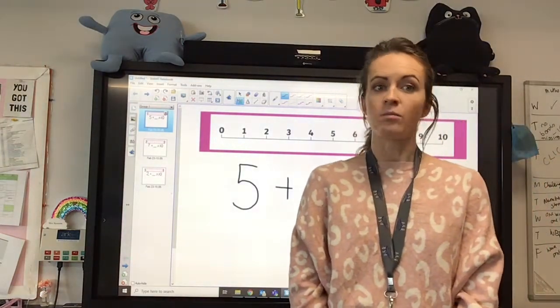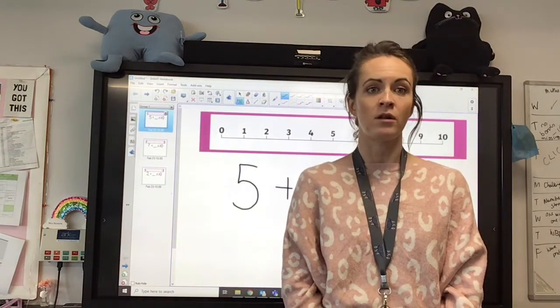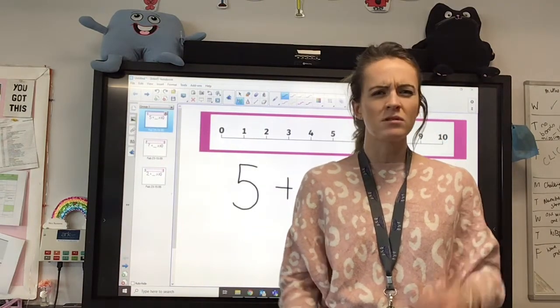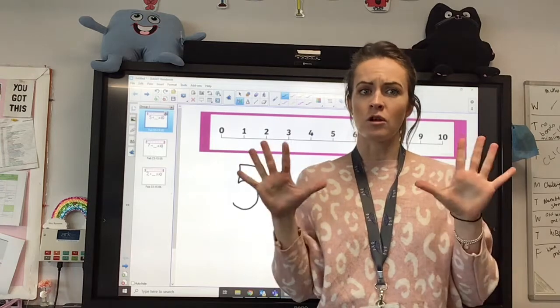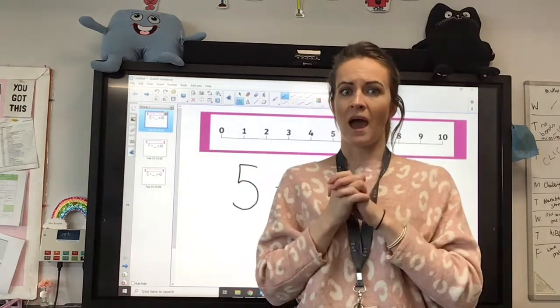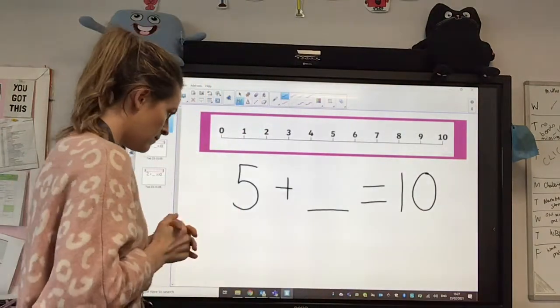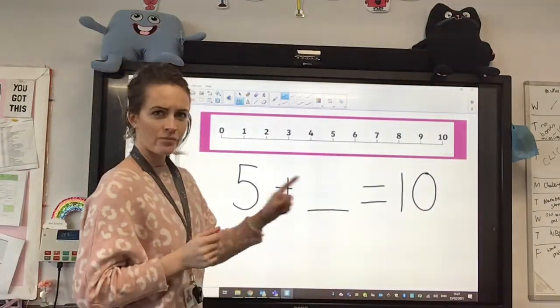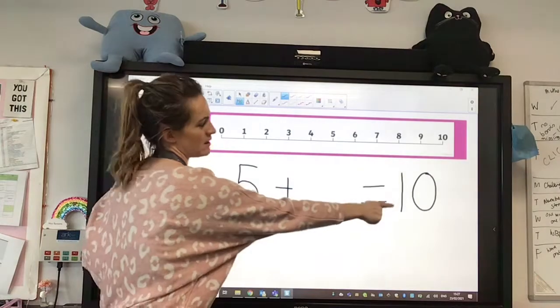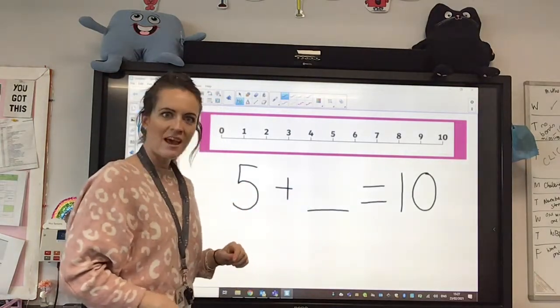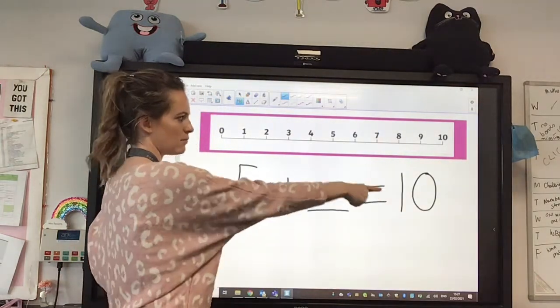We're also going to be looking at missing numbers over the next couple of weeks, and we're going to be really concentrating on those number bonds to 10, okay? So I'm going to teach you today how to find a missing number in our sum, because normally the missing number is at the end, but today we already know what this sum makes.